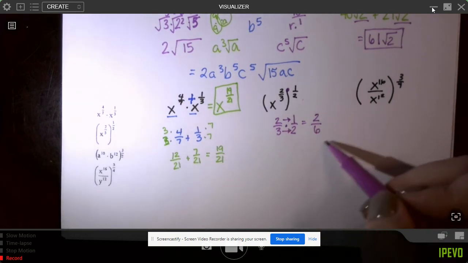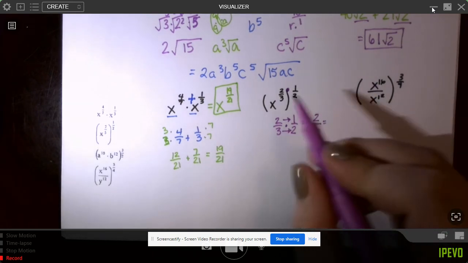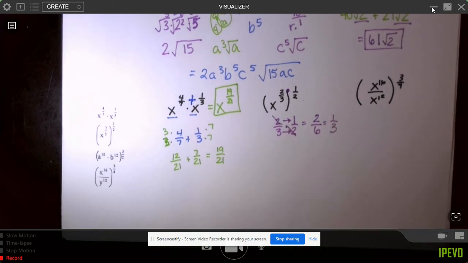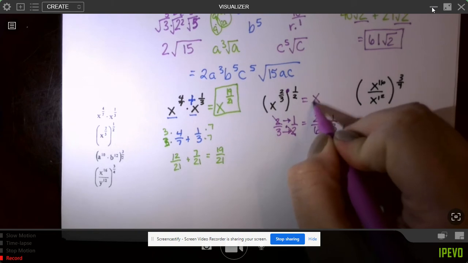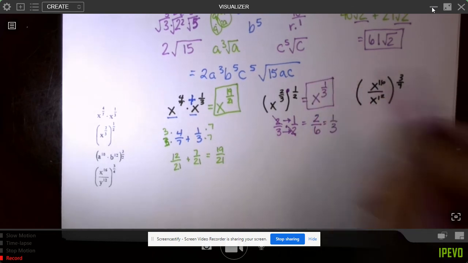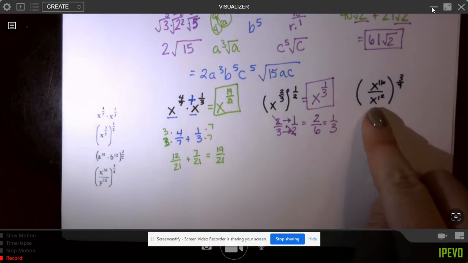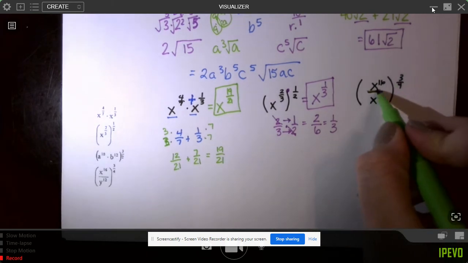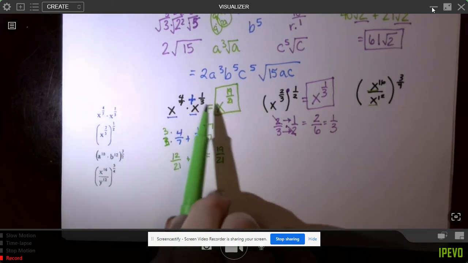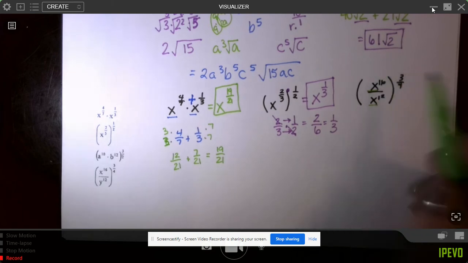Now, we can simplify 2 over 6. Right? They both have a 2 in common, so really this is the same thing as 1/3. So this expression here is x to the 1/3 power. Well, if you're going to divide two things with the same base, both of these are x, you're going to subtract the exponents. Notice when we multiply, we add. When we divide, we subtract.